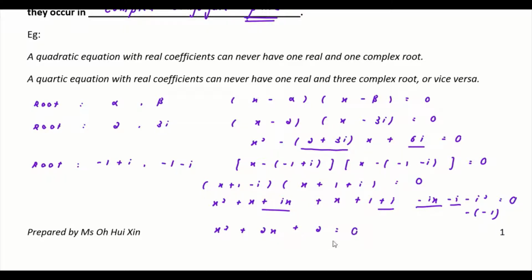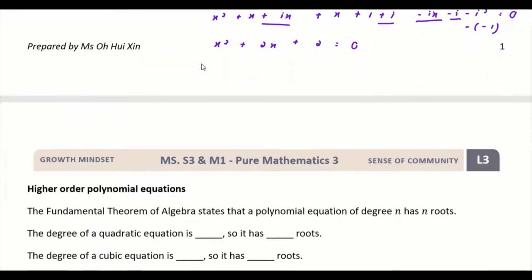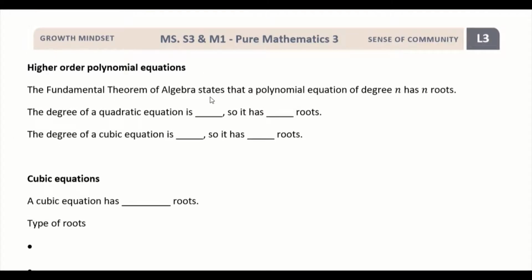So you can see my equation ends up having no i, because if it's conjugate, the B part is going to eliminate each other, and the C part is going to give you negative 1 as a result of i squared. So that's the idea. Remember the result here: if you have a polynomial equation with real coefficients and it has a complex root, it must occur in complex conjugate pairs. We are going to use this idea and apply it in cubic and also quartic equations. Let's try to look at this. This is a very brief thing that you already learned before.